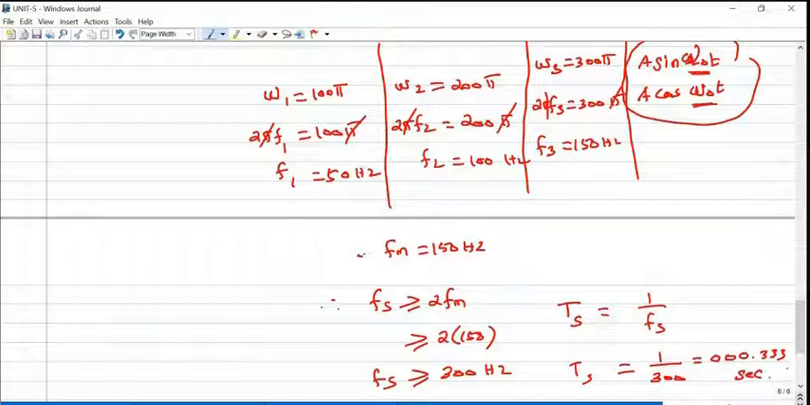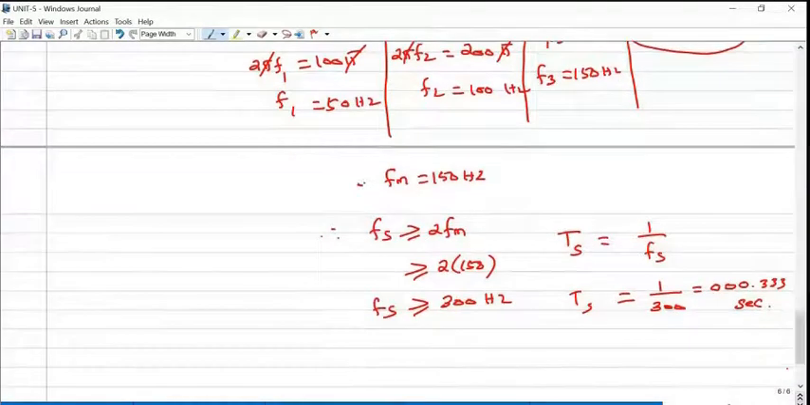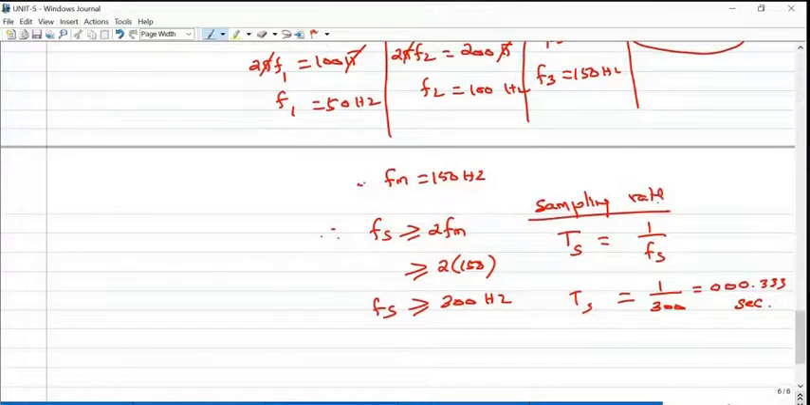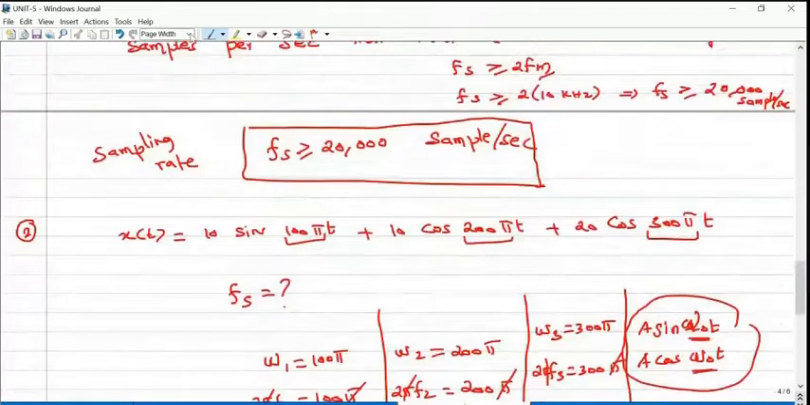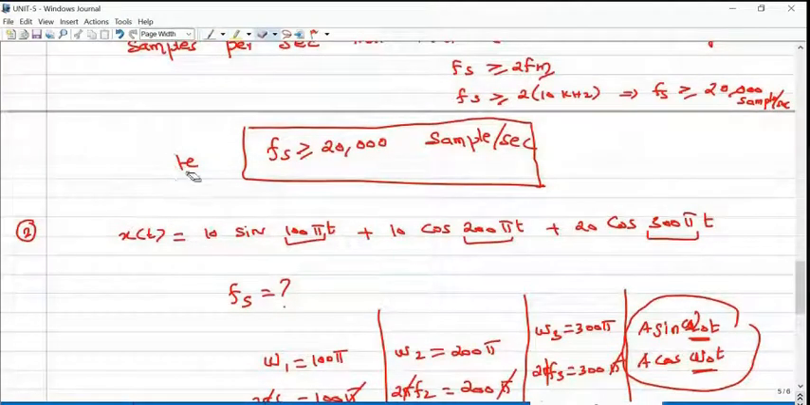Second. The sample, sorry, I think this is the sampling rate actually. Ts represents sampling rate. Fs is sampling frequency.